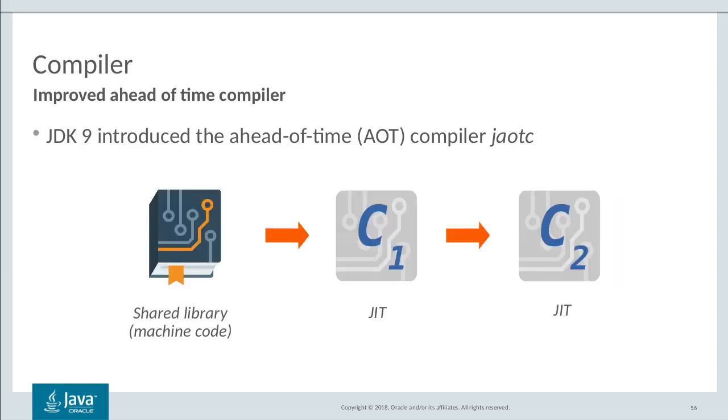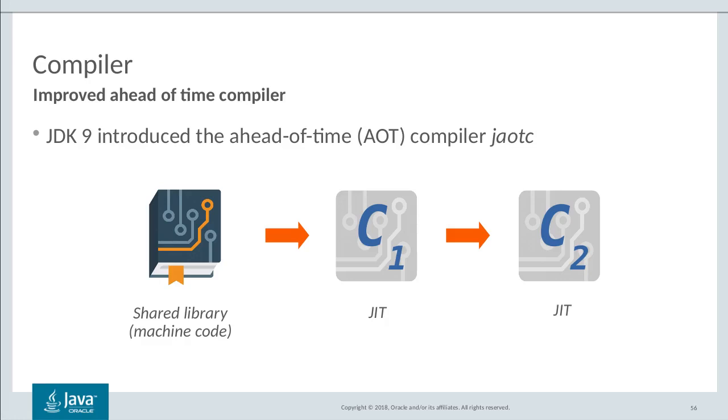And then, when you run your application, you can tell the JVM to load the machine code found in the shared library and start to use that instead of using the interpreter. If it turns out that there's more optimization opportunities for the machine code found in the shared library, we can then utilize C1 and C2 to make further optimizations.